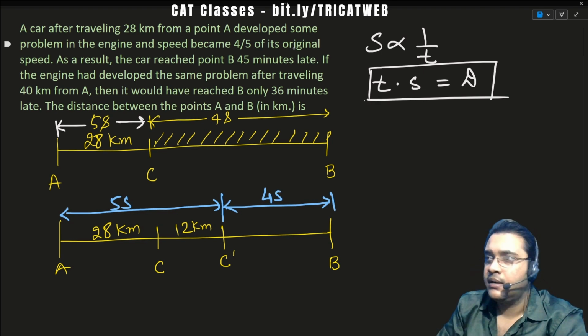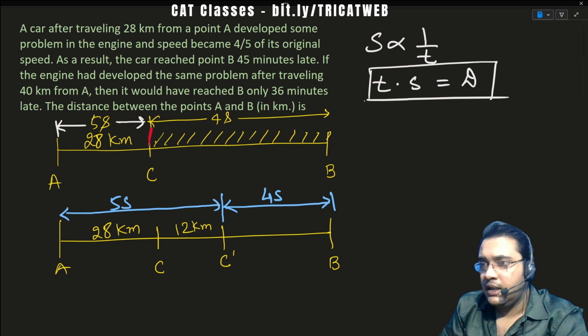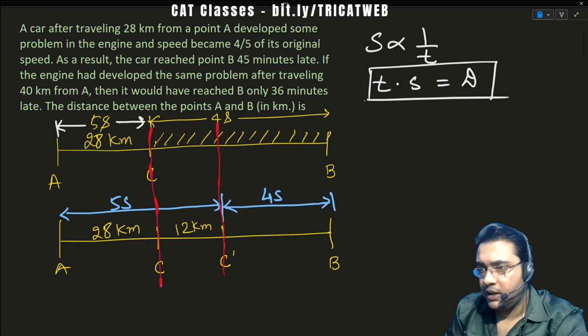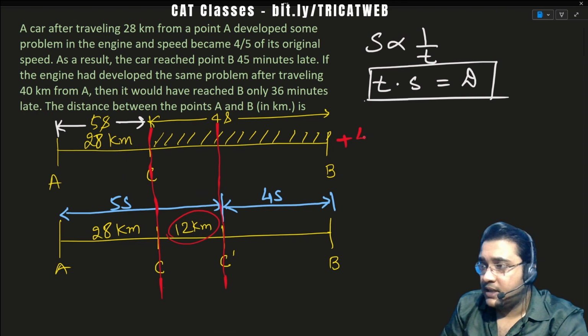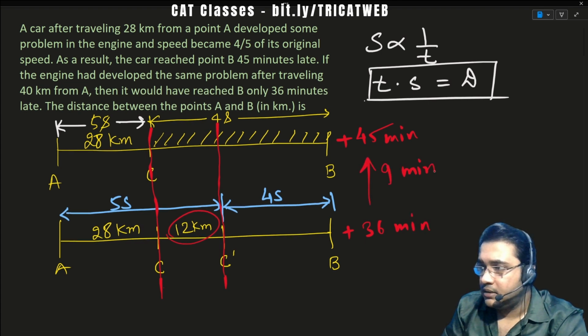Hope that is clear. Now please pay attention. In the junction point, C to C dash, the 12 kilometer, you can see the first case I am late by 45 minutes. The next case I am late by 36 minutes. There is a gap of 9 minutes.